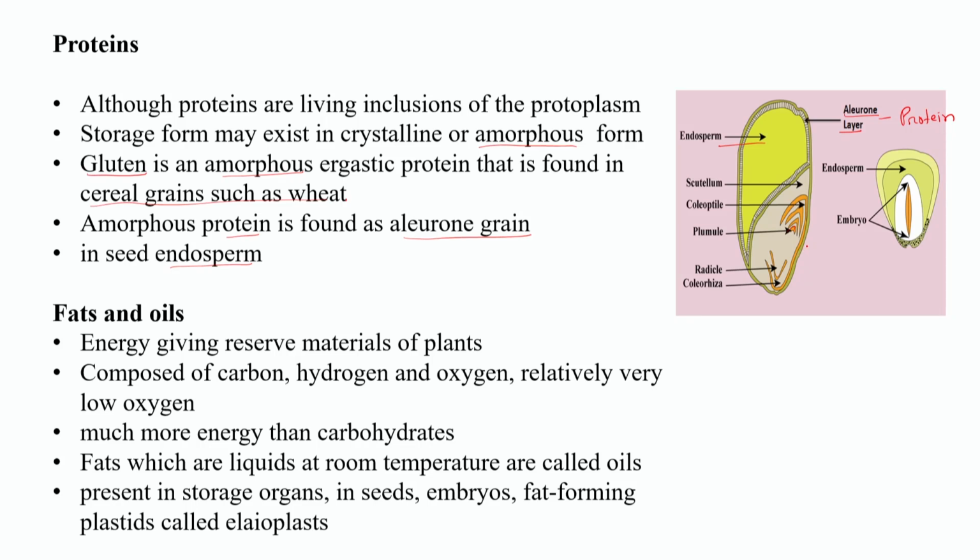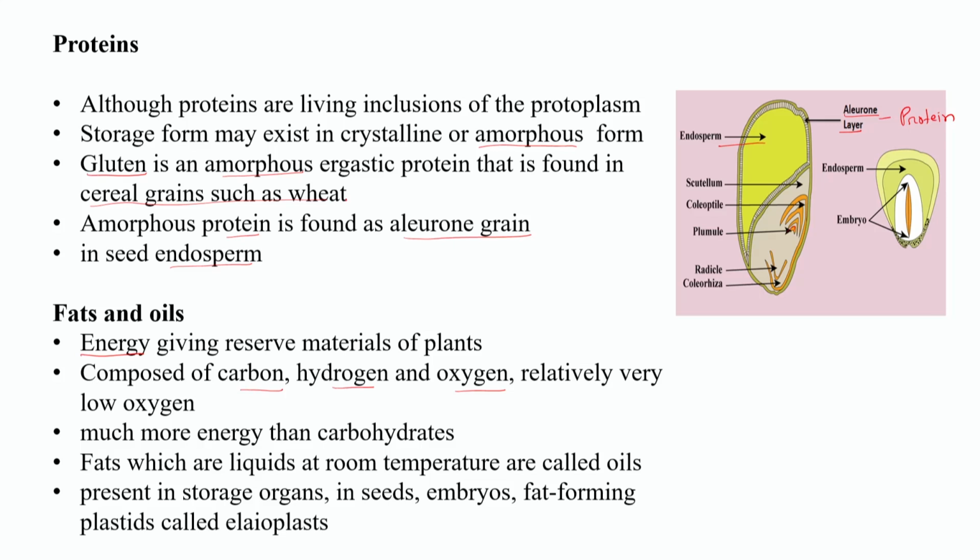Now fats and oils next are also an important food reserve. They are also a source of energy. Fats and oils are also composed of carbon, hydrogen and oxygen, but the oxygen content of these fats is comparatively low when we compare them with carbohydrate, but they have more energy content as compared to carbohydrate.